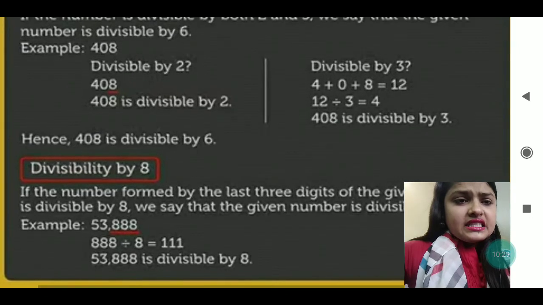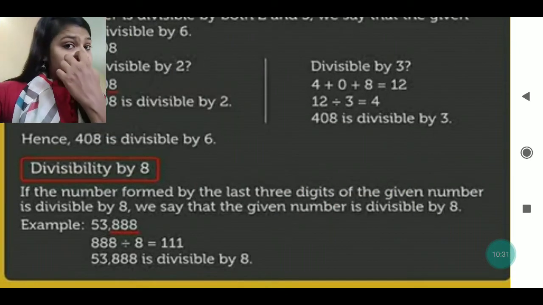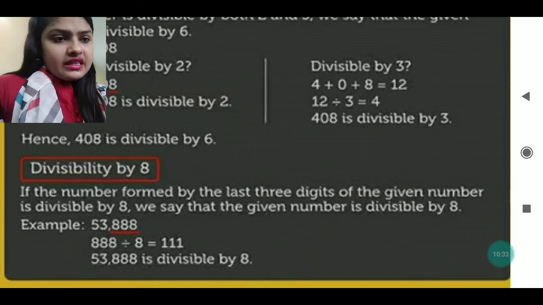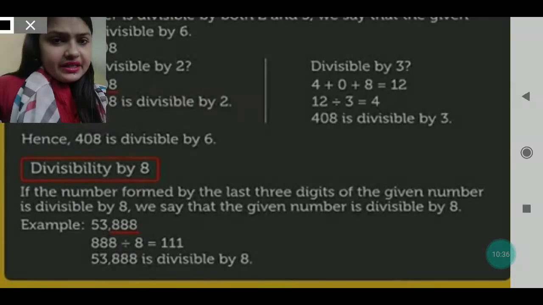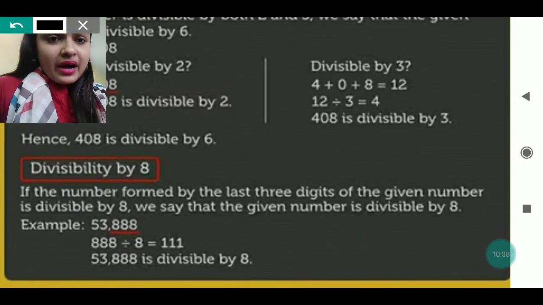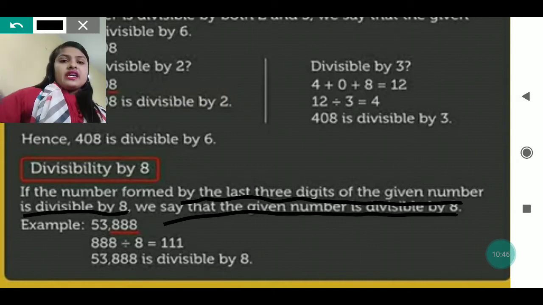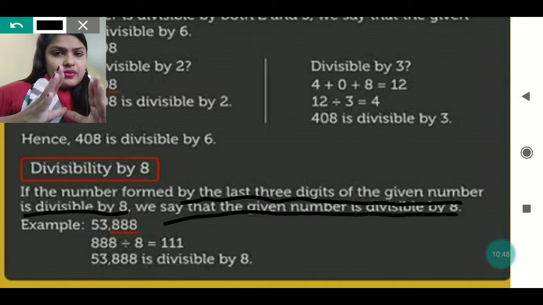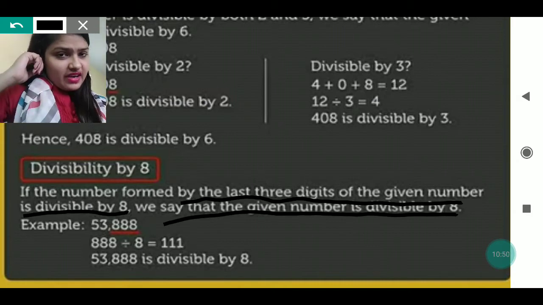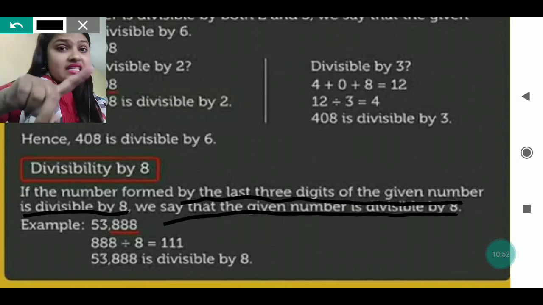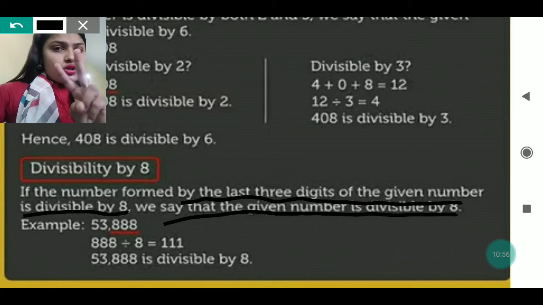Now just see the next one. Is the number divisible by 8? How can we find out? There is also one rule. If the number formed by the last 3 digits of the given number is divisible by 8, we say the number is divisible by 8. We have learned a similar property in divisibility of 4: if the last 2 digits are divisible by 4, the whole number is divisible.